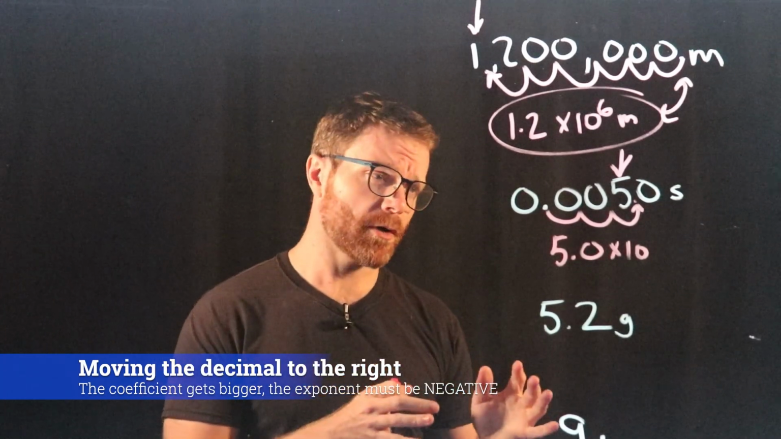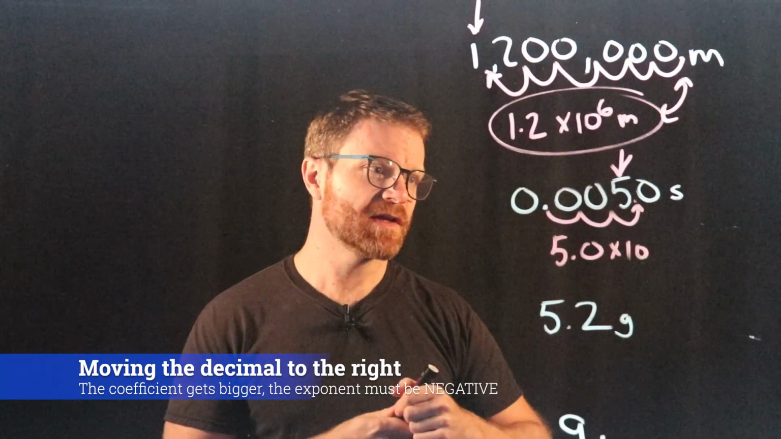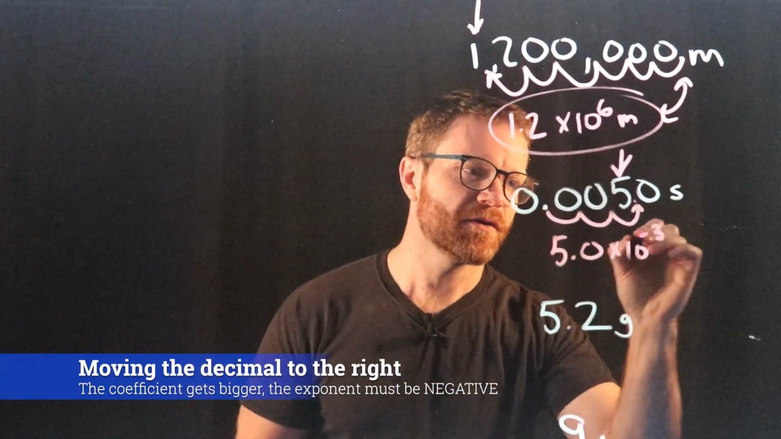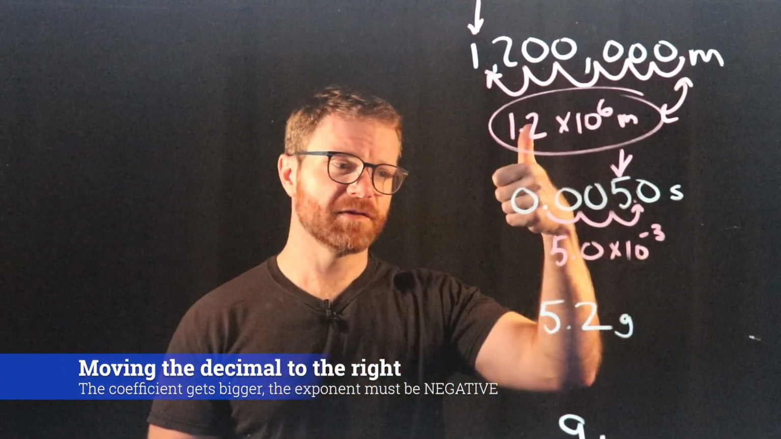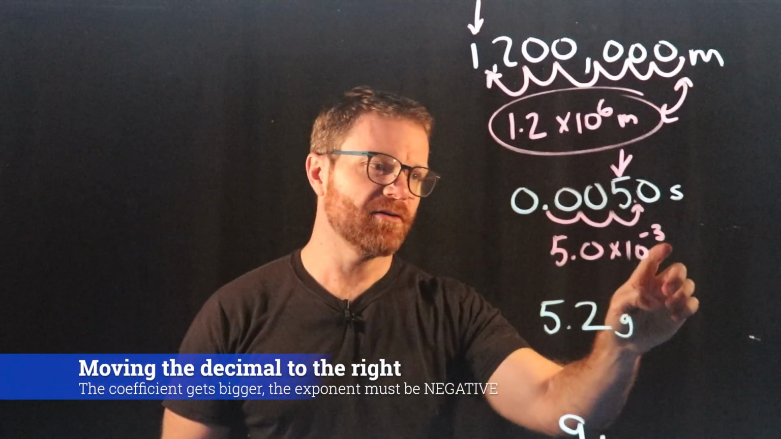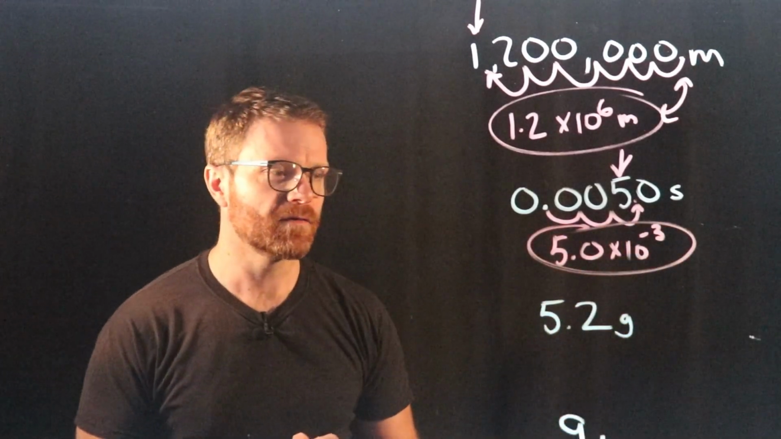And so therefore, we need to make our exponent smaller. So instead of being 1.2 times 10 to the 3rd, it's the negative 3rd. We made our number bigger. We went from 0.005 to 5. So we need to make our exponent smaller to balance that out. Negative 3. 5.0 times 10 to the negative 3.